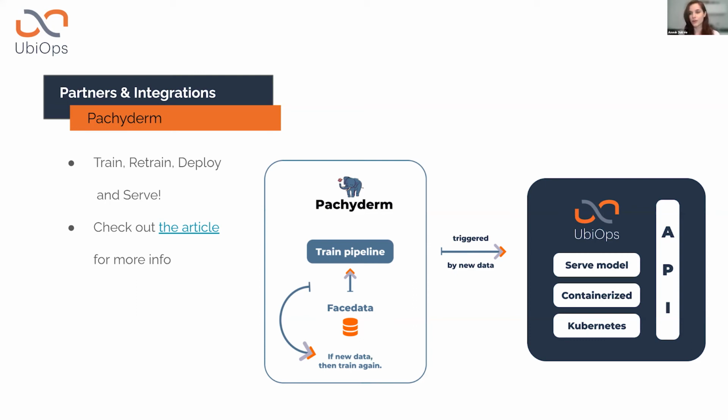You can check out the article for more info on exactly how this is done. But it's basically train, retrain, deploy, and serve. That's the flow that we've looked at with Pachyderm.